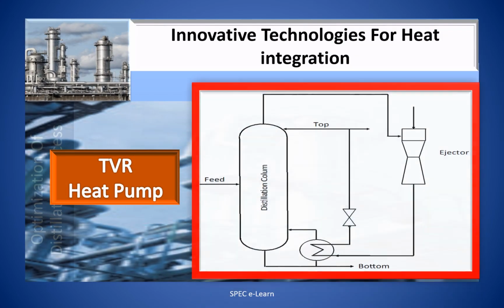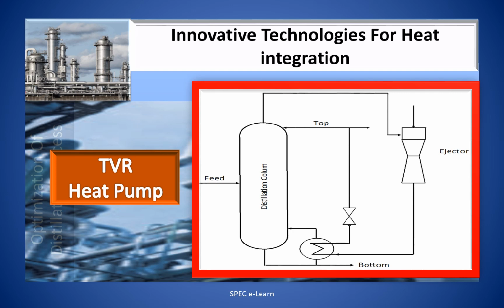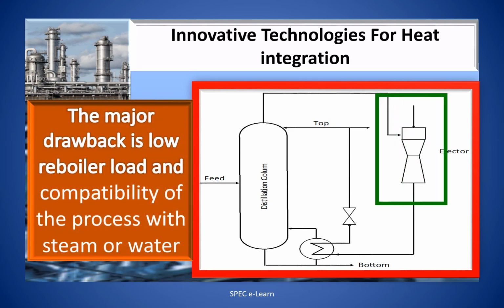The TVR scheme is illustrated in this figure. The motive steam is used for compressing the vapor to a higher pressure so that it can be condensed by the vaporizing reboiler liquid. The major drawback of the scheme is a low reboiler load and compatibility of the process liquid with steam or water.